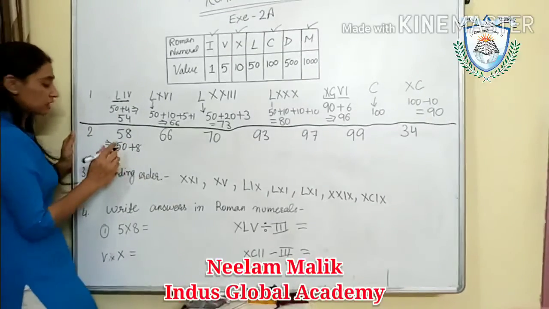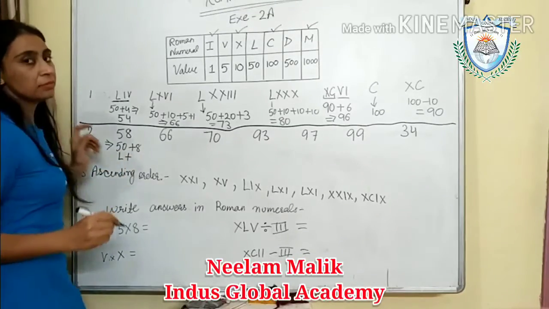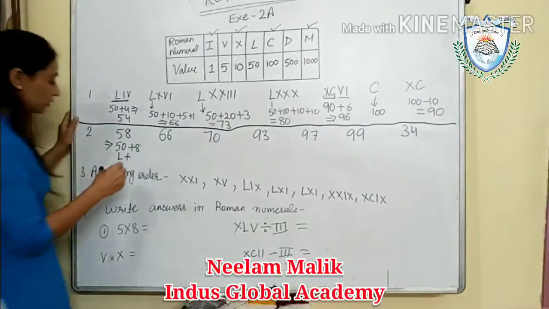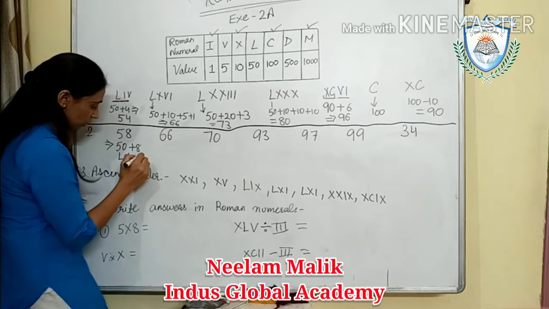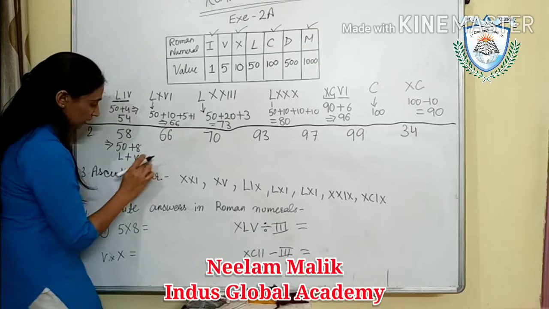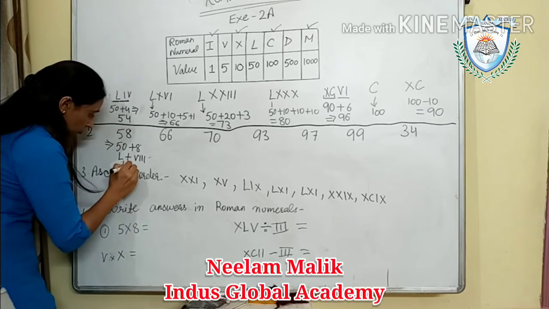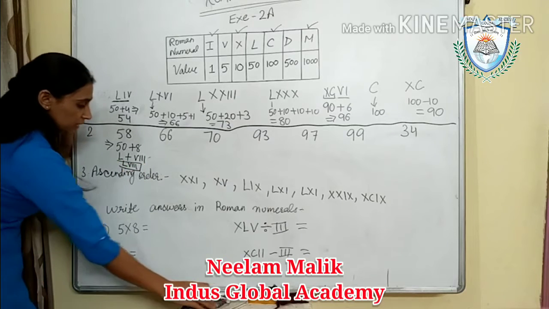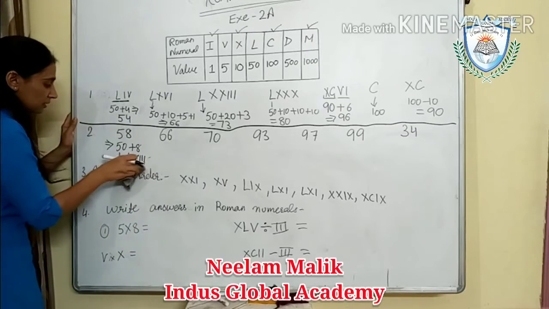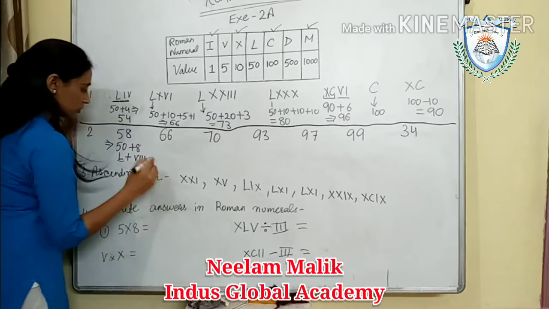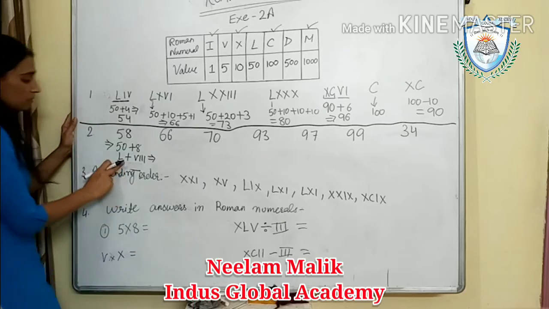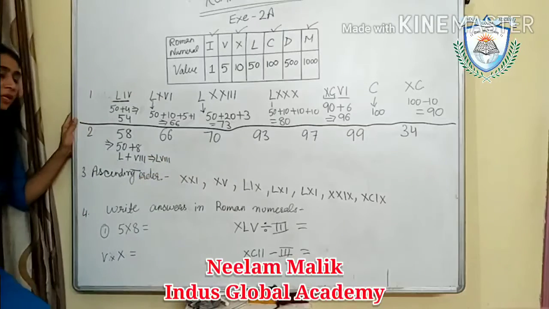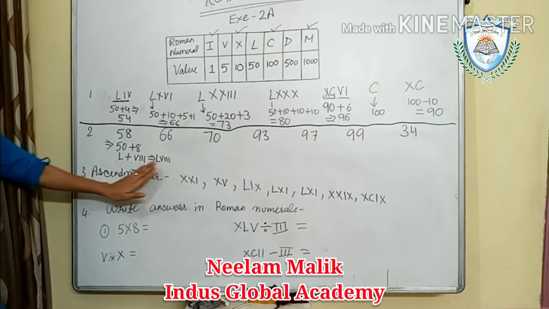So what is our 50? 50 is our L and 8 is VIII. So it will be L plus VIII. So what will be the combined value? L V I I I. So this is your 58. I'm writing it here so that it's visible to you. This will be LVIII. Okay. So this is your 50 plus 8, 58.